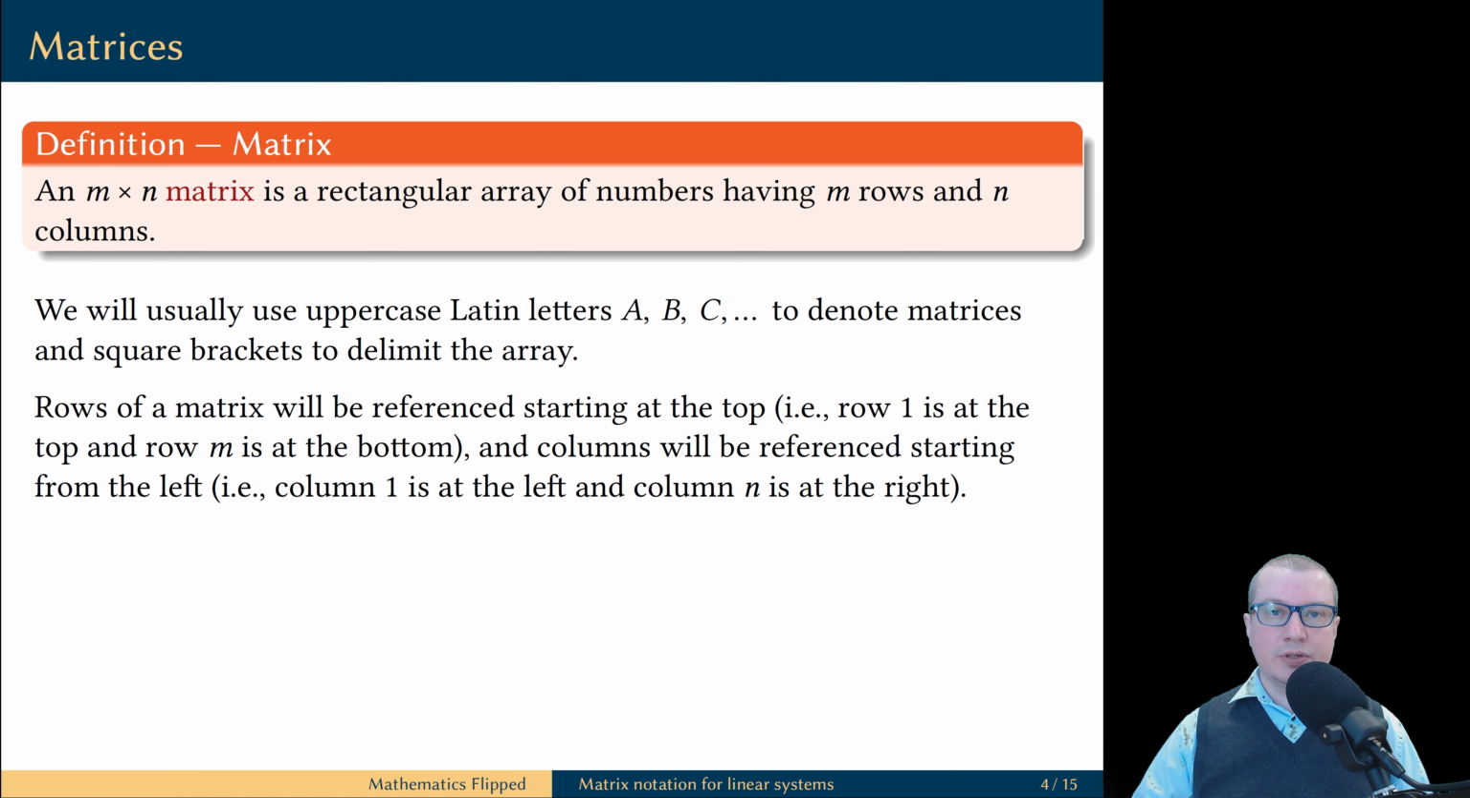We number the rows of the matrix starting from the top. So the top row is row number 1 and the bottom row is row number m. Similarly, we number the columns of the matrix starting from the left. The leftmost column is column number 1 and the rightmost column is column number n.